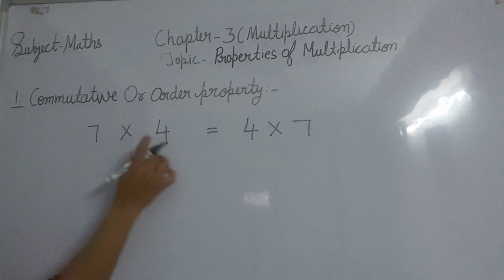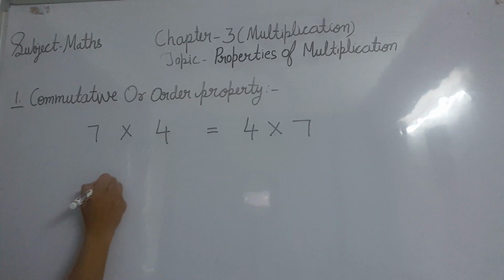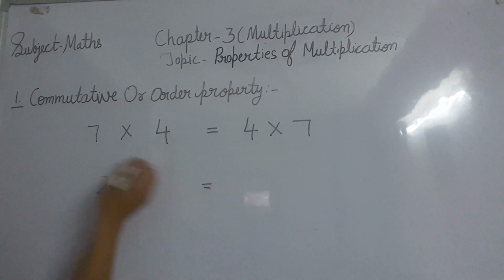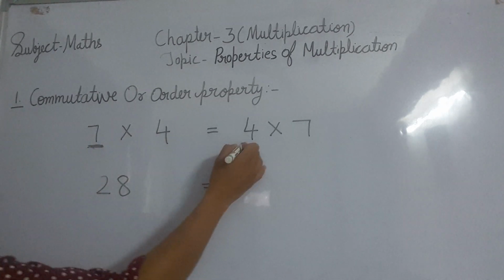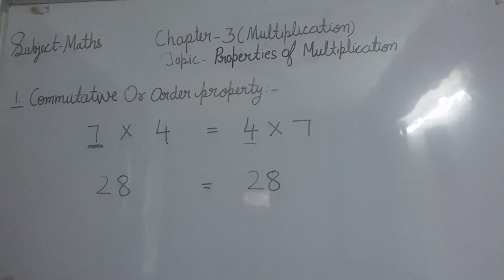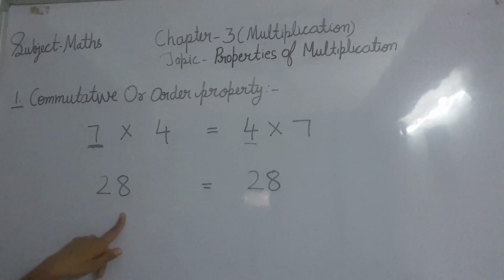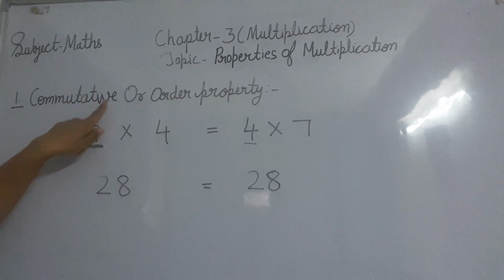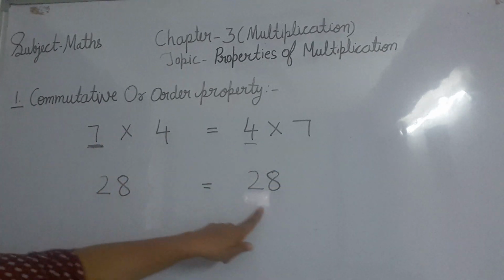Here, if I am doing 7 multiplied by 4, we'll get 28. Now here I am changing the order of this. Now I am doing 4 multiplied by 7. So here also we will get 28. So when I change the order of the numbers, the product will not change. The product will remain the same. That is the first property of multiplication. What is the property? Commutative or order property. In the order property, when we change the order of any numbers, the product will not change.